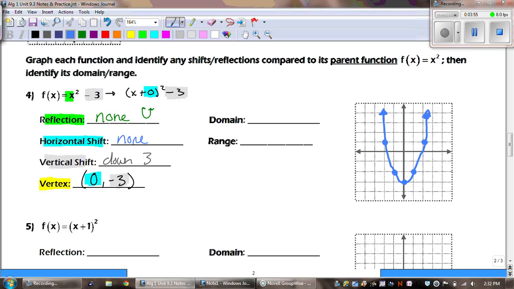Now, the domain for this, always in a quadratic, the x is all real numbers. But for the range, we have to pay attention to it. Okay. Now, it looks like it equals -3. So y can equal -3, but it's also greater than -3. Okay, so y is greater than or equal to -3.